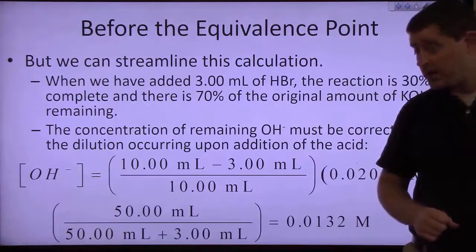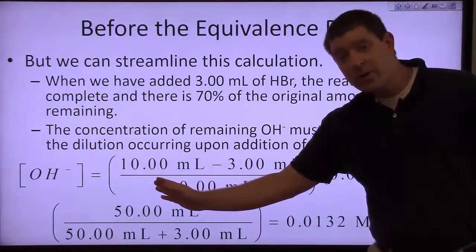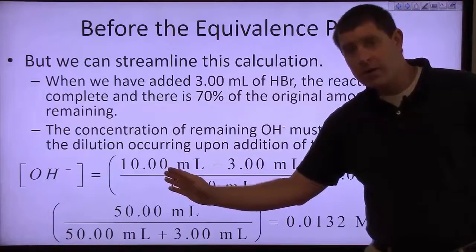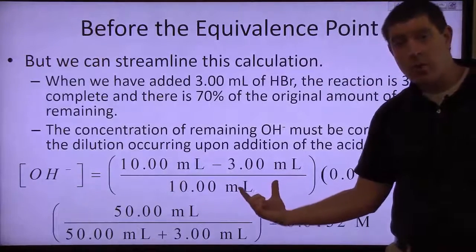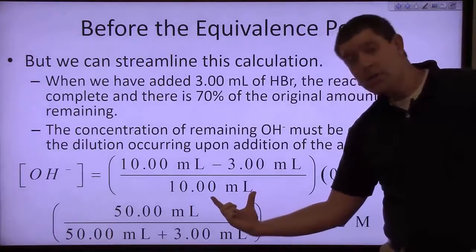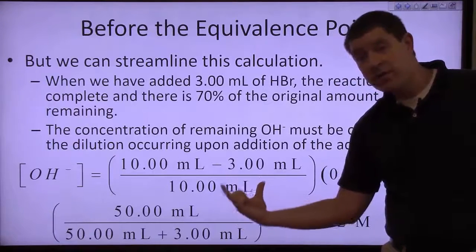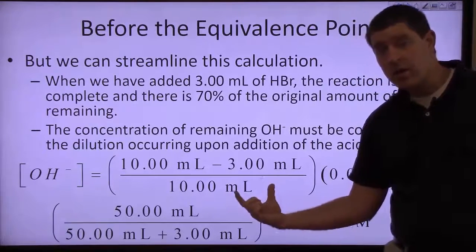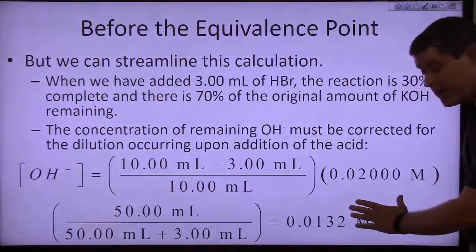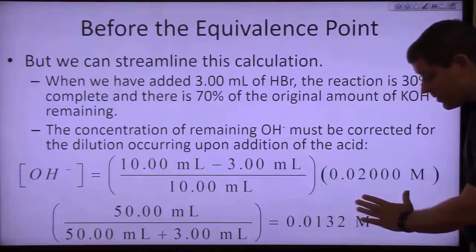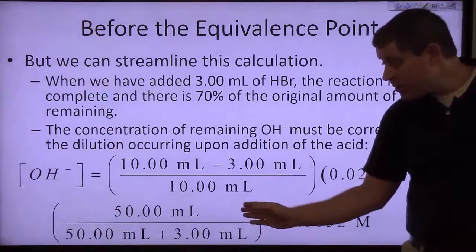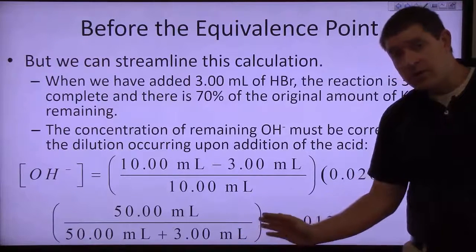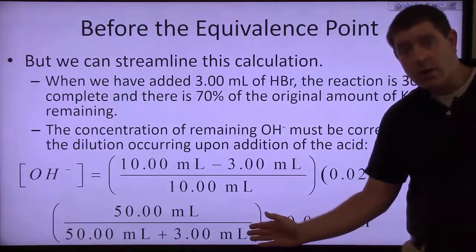of our hydrobromic acid. And so if we take then the fraction of our potassium hydroxide that remains, which is our 10 milliliters minus the 3 milliliters that we would have reacted away, divided by the initial amount of 10 milliliters, that's going to give us a fraction of 0.7 times our initial concentration of potassium hydroxide, which was 0.02000 molar. And then correcting for the dilution, we then have 50 milliliters divided by 50 milliliters plus 3 milliliters, so the total volume now of 53 milliliters.